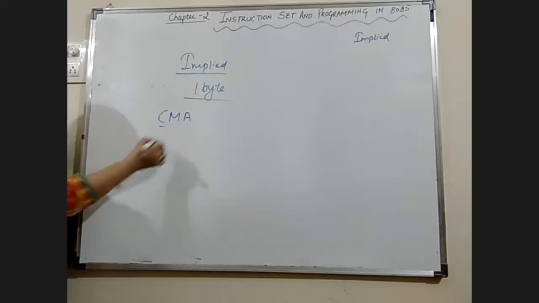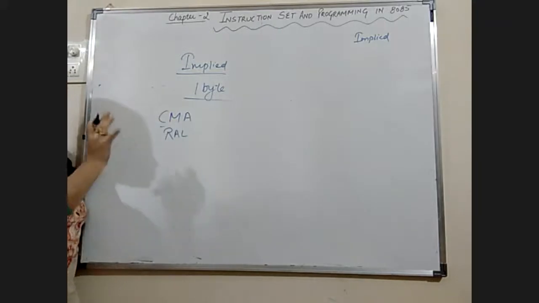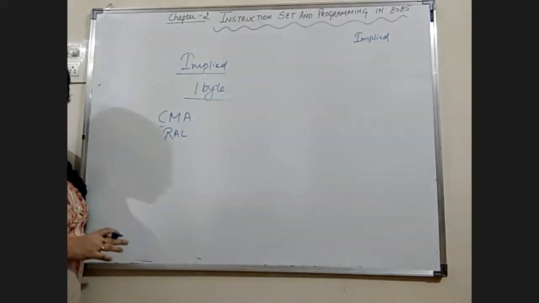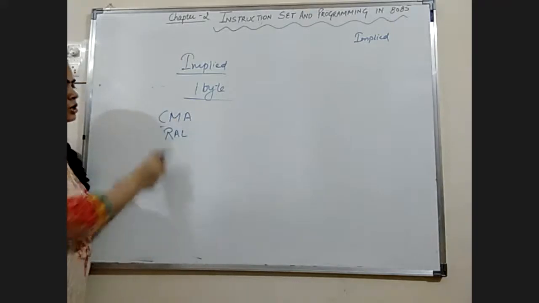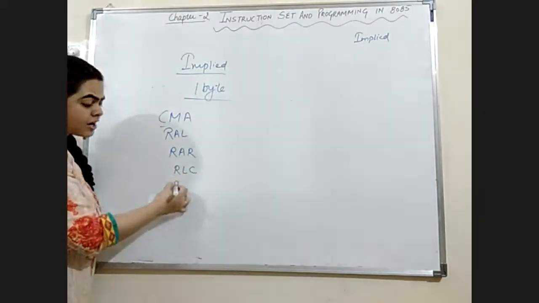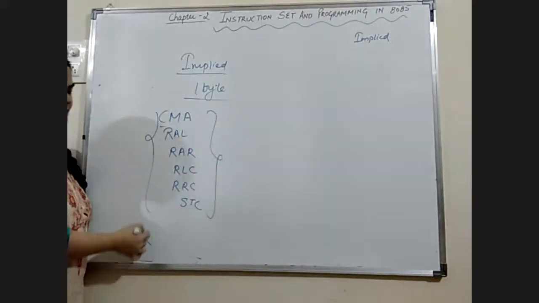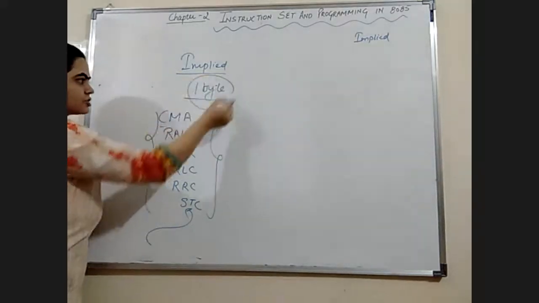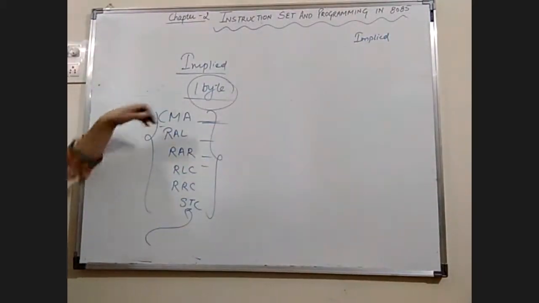Next, for example, we have an instruction RAR. No register, no memory location, no data, no 16-bit data or 16-bit address is specified in these types of instructions. Next one is CMA, sorry, CMA is done. So RLA, RAL, RAR, RLC, RRC, STC. These are the different instructions where the operand is inside the opcode only, and these instructions are 1 byte instructions, because as an operand there is nothing specified.